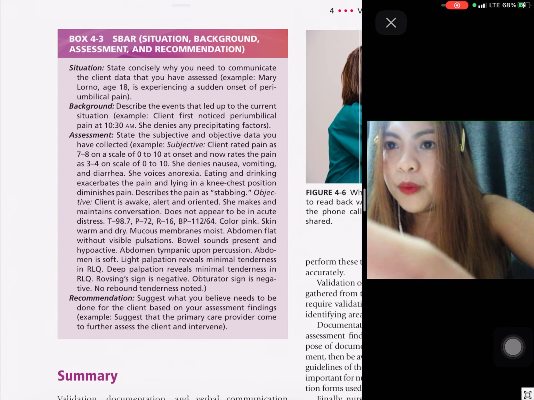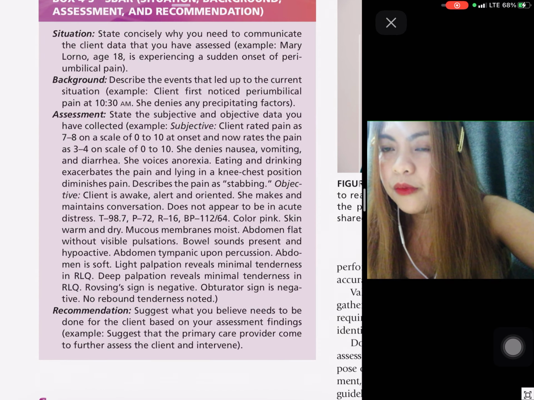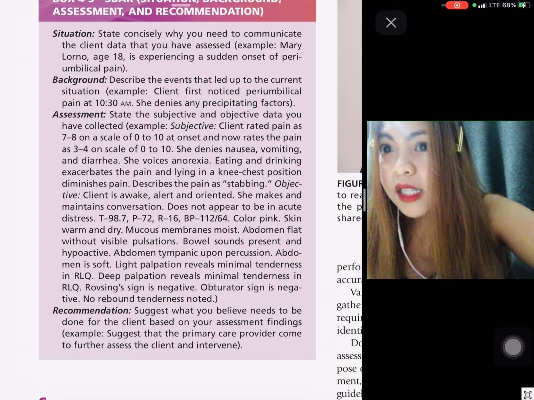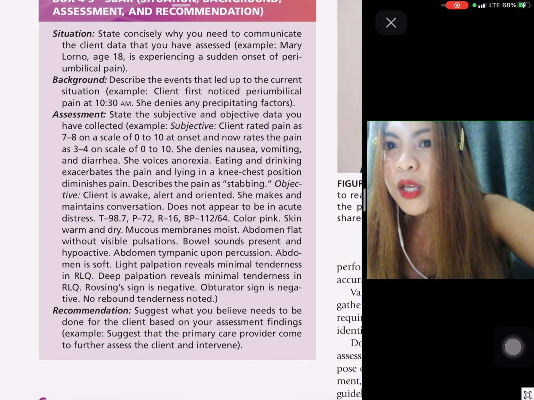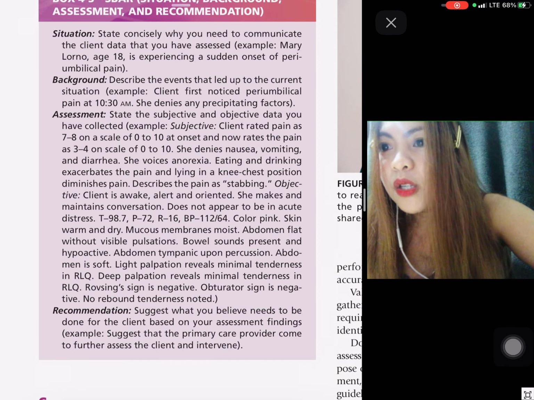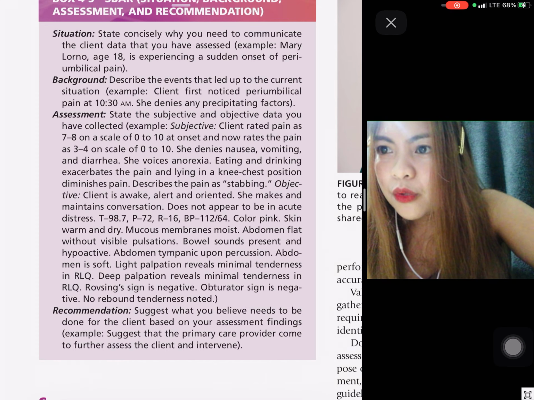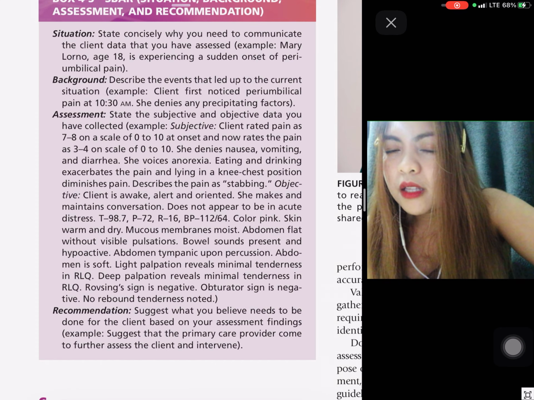Background. Describe the events that led up to current situation. Example, client first noticed periumbilical pain at 10:30 a.m. She denies any precipitating factors. Assessment. State the subjective and objective data you have collected. So, for example, yung subjective natin is client rated pain as 7 to 8 on a scale of 0 to 10 at onset and now rated the pain as 3 to 4 on a scale of 0 to 10. She denies nausea, vomiting, and diarrhea. She voices anorexia. Eating and drinking exacerbates the pain and lying in knees-up position diminishes pain. Describes this pain as stabbing.